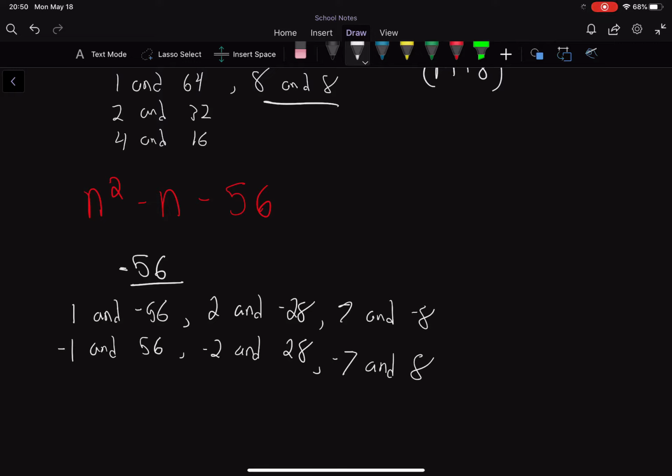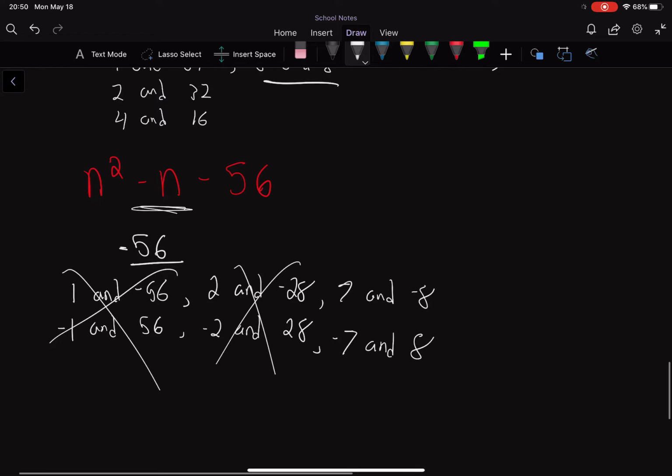And how do we know which ones to use? Well, we have to look at our B. Our B is negative 1. So we can rule out these first two sets, these second two. It's got to be one of the ones in this third set. It's going to be either 7 and negative 8, or negative 7 and positive 8. Well, 7 and negative 8 add up to negative 1. So that's going to be the one that we use.